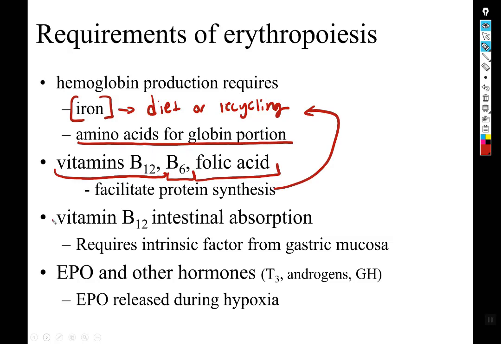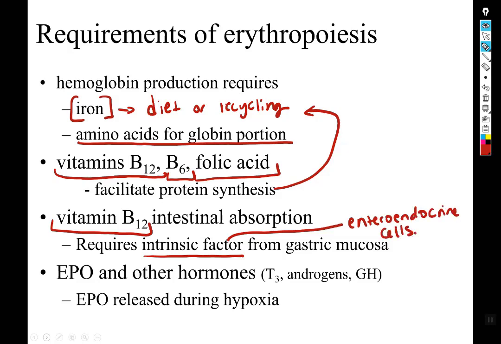Interestingly, you cannot absorb vitamin B12 without intrinsic factor. And intrinsic factor comes from enteroendocrine cells in the gastric mucosa. So the only part of your stomach that has an indispensable or irreplaceable function is actually the enteroendocrine cells that produce intrinsic factor. So you can have a total gastrectomy, and as long as you have supplementation with intrinsic factor, you should be fine. It's just that vitamin B12 can't get into your bloodstream and be absorbed without intrinsic factor.